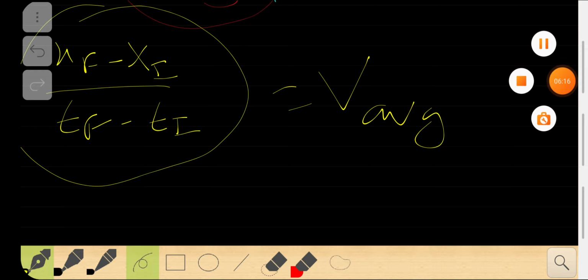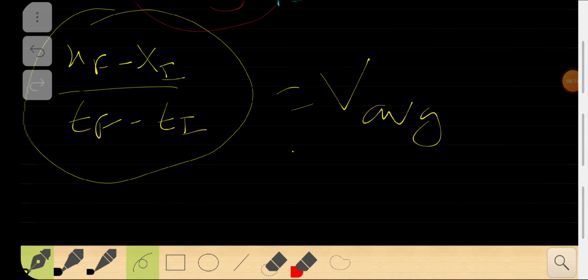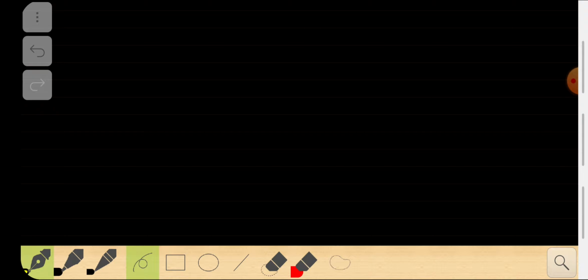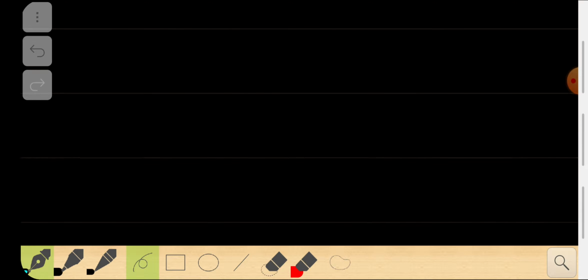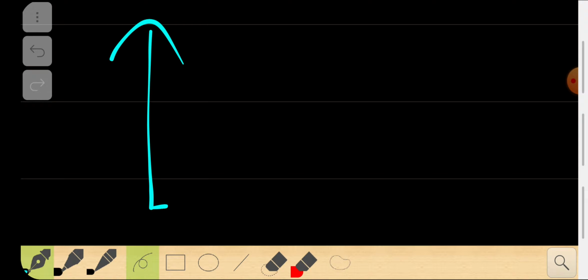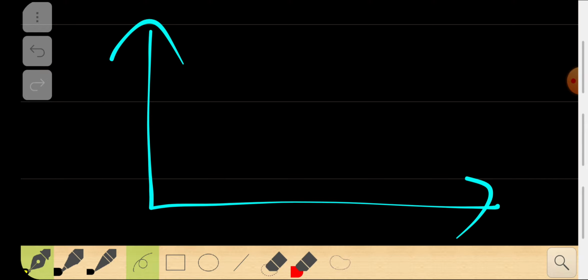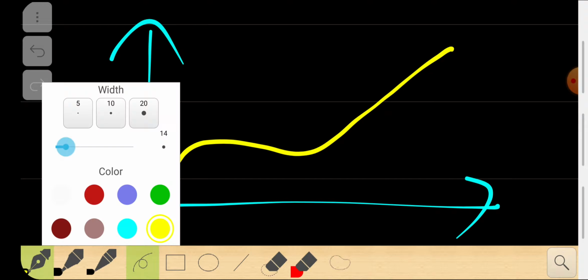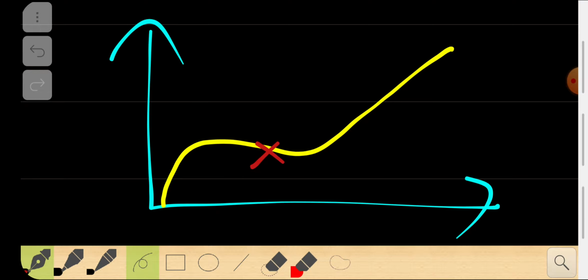Now if we want to find out the instantaneous velocity at each point, I'm going to redraw this graph just like that, to convince you that this was the plot. Now the plot looks something like this. So at some point in this graph you want to find out the instantaneous velocities, right? The instantaneous velocities at these points. This is what you're interested in.